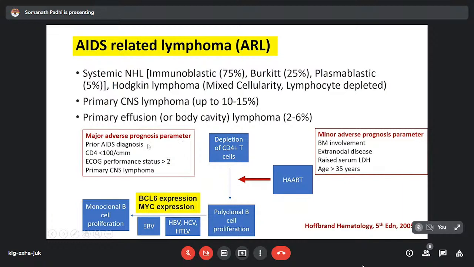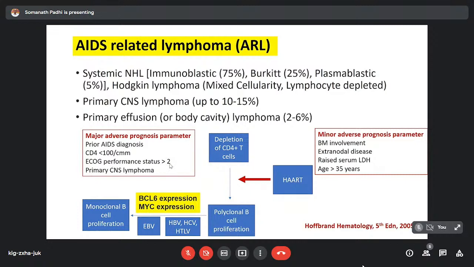Major adverse prognostic parameters in AIDS related lymphoma include a prior AIDS diagnosis, which is a major adverse prognostic factor. That means a person who is not diagnosed as AIDS will probably do better. So once there is a prior diagnosis of AIDS, that has an adverse prognostic outcome. CD4 T cell count less than 100 is an adverse prognostic parameter. ECOG performance status greater than 2, and presence of primary CNS lymphoma.